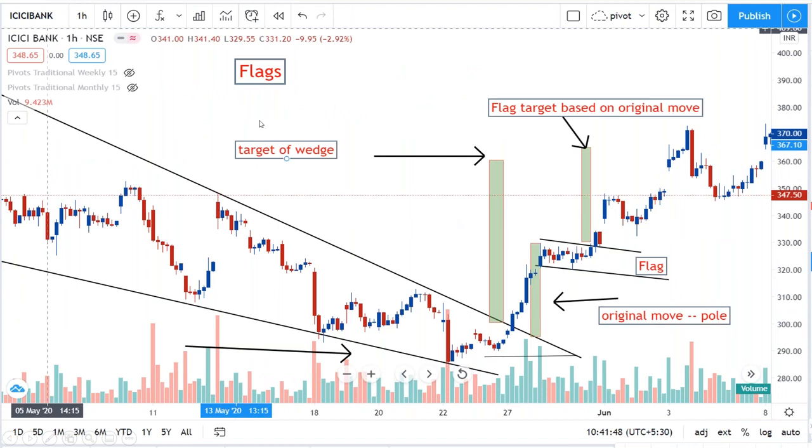Now, the fourth pattern is the flag. This is the most important pattern. The reason is, as I told you, the characteristic of a breakout: at this level the stock gave a breakout, then it consolidated for a few candles. Now this move from the breakout till here is a pole, and for some time it was in consolidation, so this is a flag. After this breakout, you can find the target from the starting point till this consolidation and add it to the upper breakout. So this is a flag breakout, and you can see the target here.